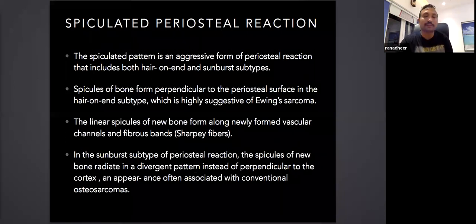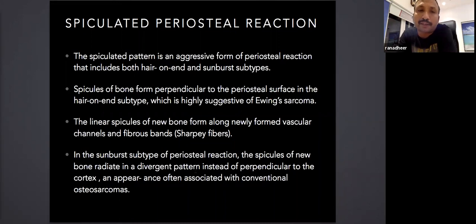In our younger days we would have read that hair on end, sunburst, we would have by-hearted that. But that is because we never understood what it is. It is a form of periosteal reaction. What you are reading on a radiograph is nothing but the periosteal reaction. Spicules of bone form perpendicular to the periosteal surface in the hair on end type, which is highly suggestive of Ewing sarcoma. In the sunburst, they radiate in a divergent pattern.